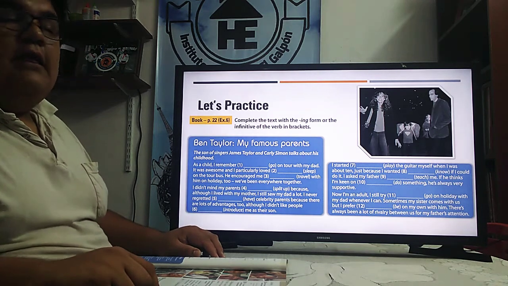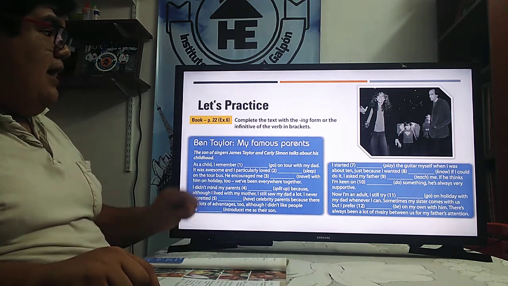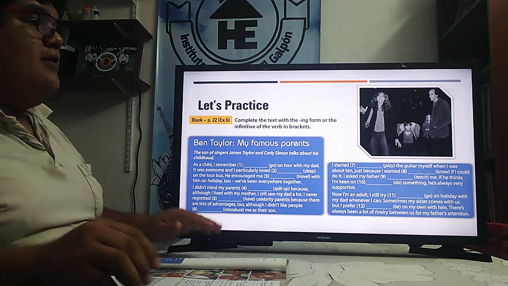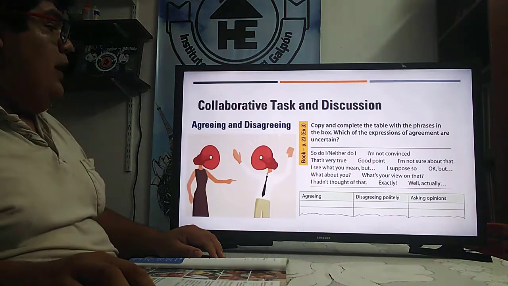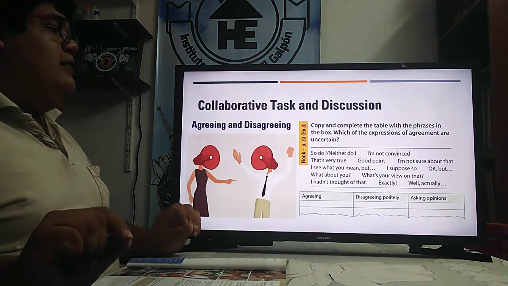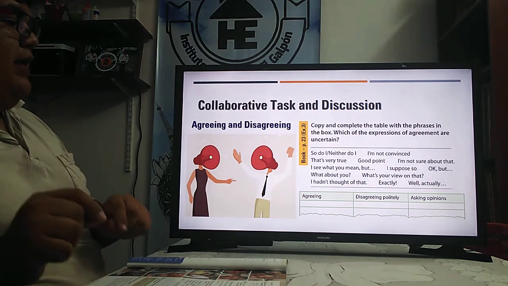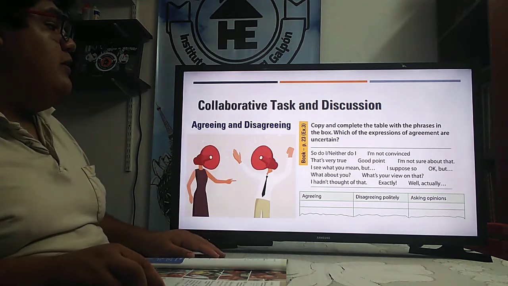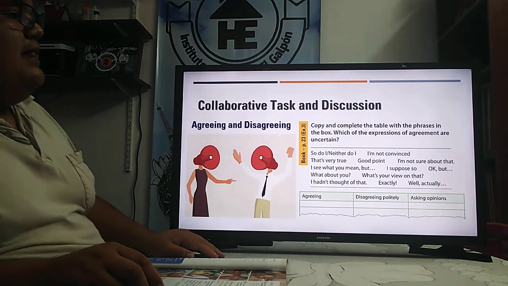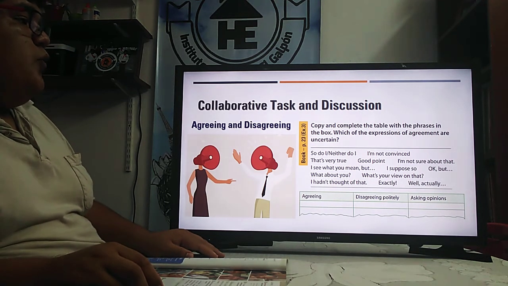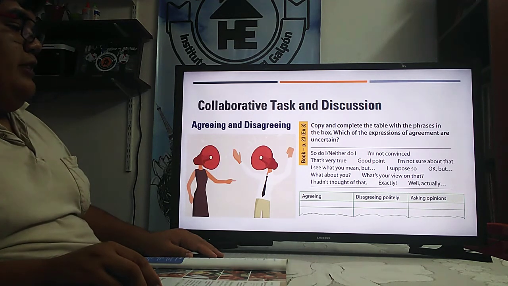That is what you said. And I want to start the class with these exercises so as to finish with the topic. And then we have collaborative task and discussion, agreeing and disagreeing, okay? This is from the book, page 23, exercise 3. Copy and complete the table with the phrases in the box. Which of the expressions of agreement are uncertain?